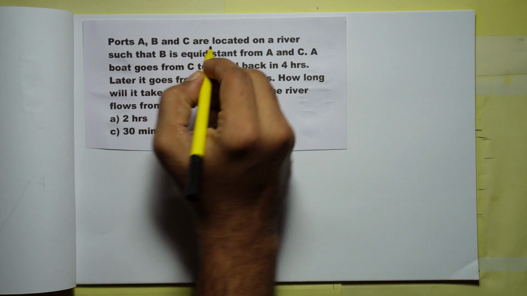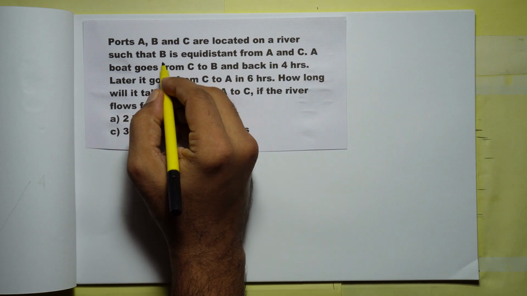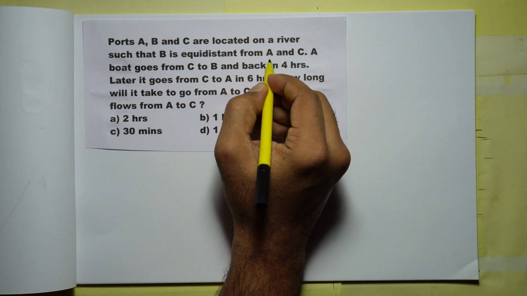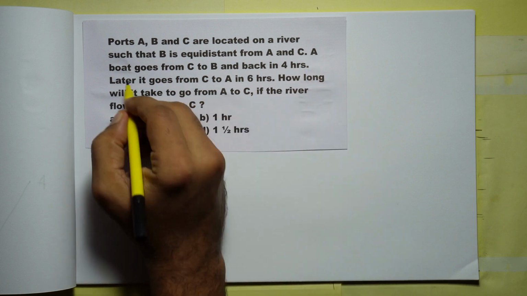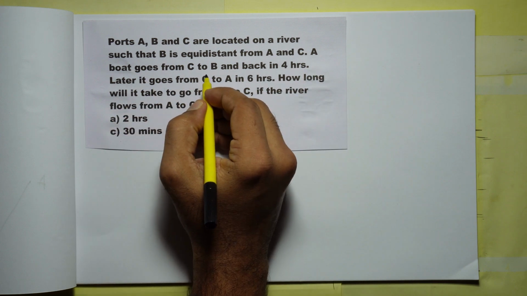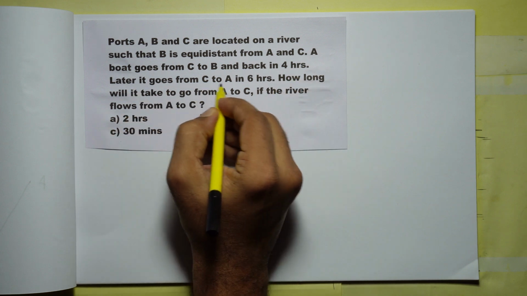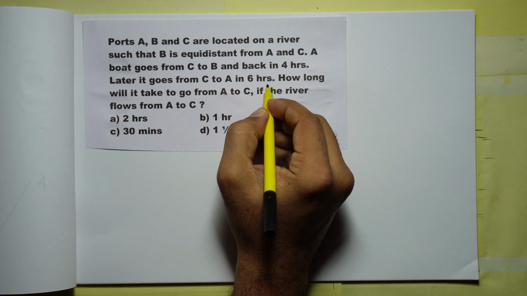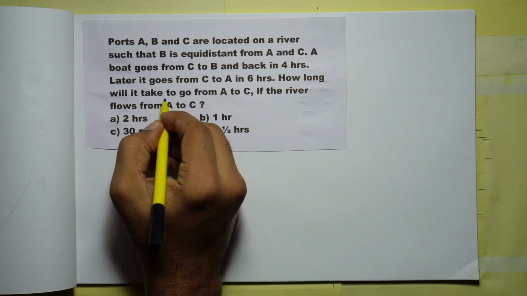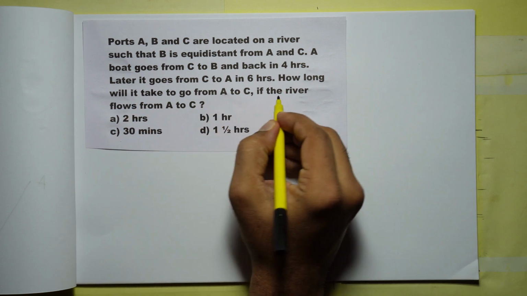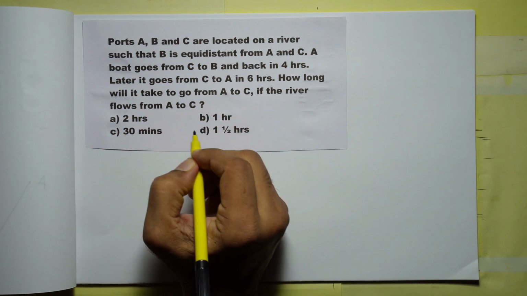Ports A, B and C are located on a river such that B is equidistant from A and C. A boat goes from C to B and back in 4 hours. Later it goes from C to A in 6 hours. How long will it take to go from A to C if the river flows from A to C?